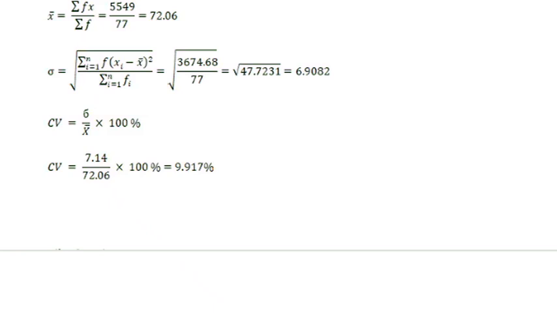When we look for the square root, it will give us 6.9082. Then we calculate the coefficient of variation, which is sigma over x bar times 100%. That will give us 9.917%.